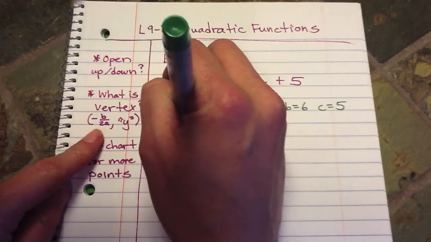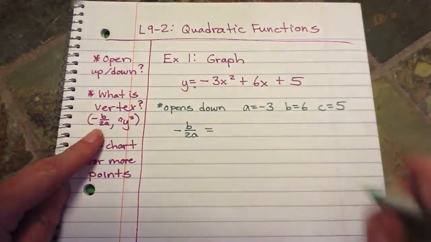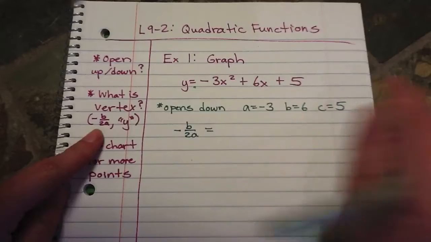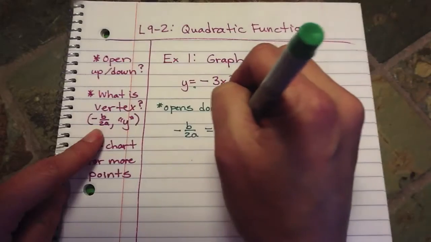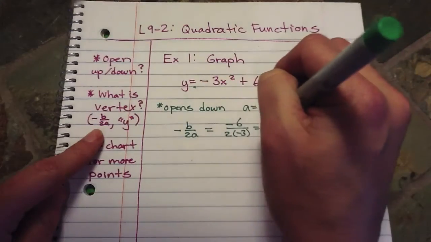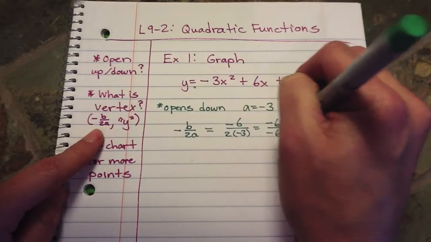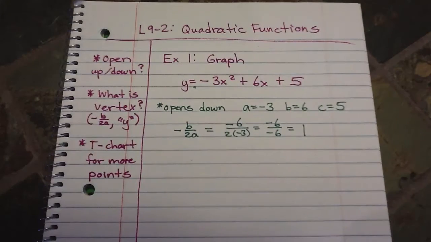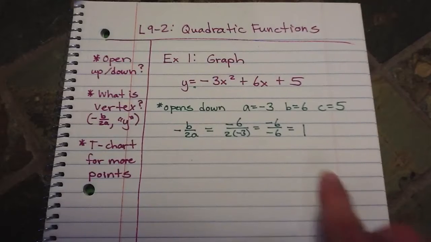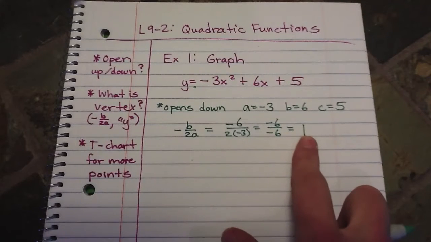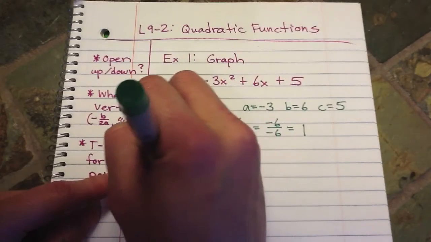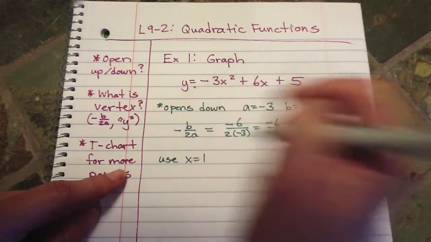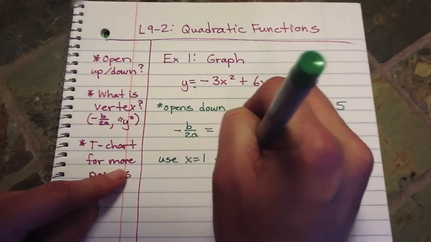So I have -b over 2a equals, -b is 6, so -6 over 2 times a, which is -3. I end up with -6 over -6, which equals 1. Now don't get confused and stop there. All that you have right now is the x coordinate. That's all you have is your x coordinate. So you take that x coordinate and you plug that in. So use x equals 1 to find y.